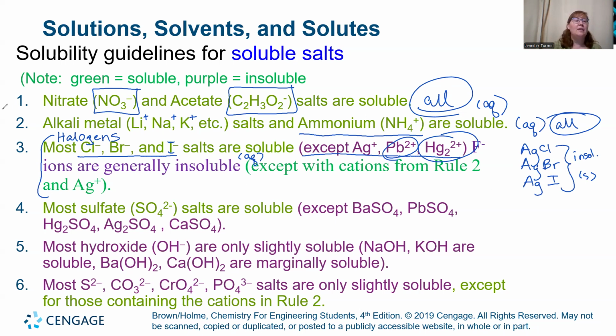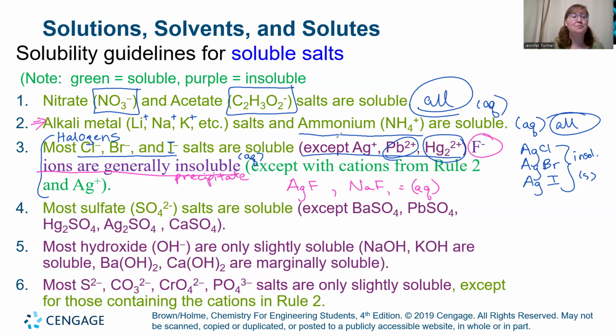The really interesting thing here is fluoride. Let's talk about fluoride because fluoride is different. Fluoride ions are generally insoluble. These are going to precipitate out unless they are with the cations from rule 2, and silver. So that means that silver fluoride or sodium fluoride are going to be aqueous, even though the rest of them are going to be insoluble.